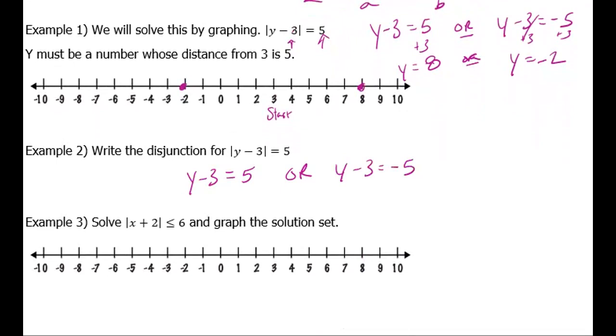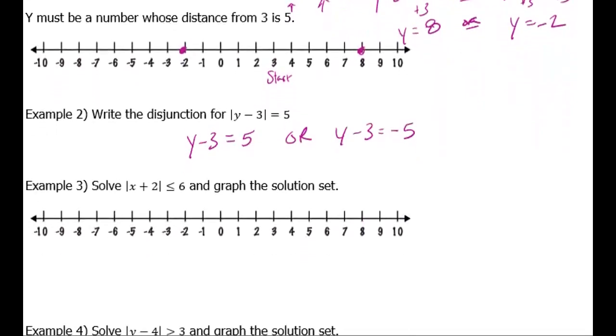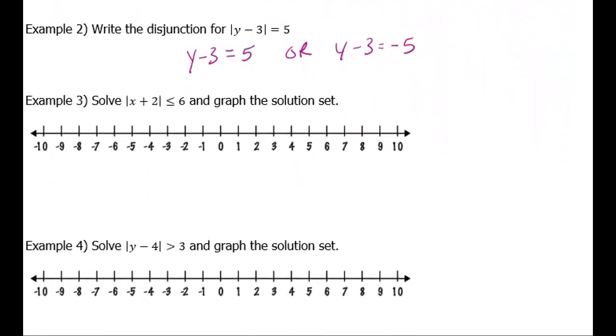Okay, so example 3, let's solve this absolute value and graph the solution set. I'm going to start by looking at this and saying, if I'm looking at the distance or the difference between two numbers is less than 6, my difference is subtraction. This is the same thing as x minus negative 2. So the distance between x and negative 2 is less than 6.